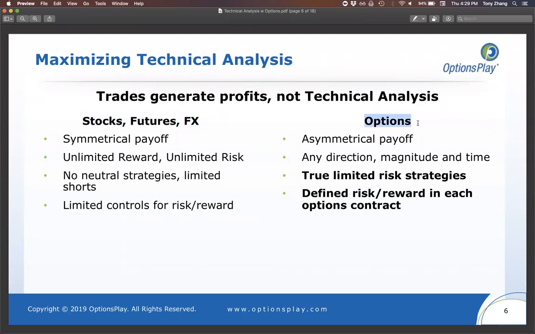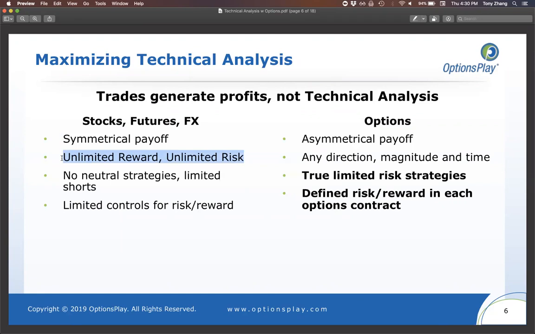And I think there's a clear delineation between these two types of strategies. When you're trading stocks, futures, and FX, you have what's considered symmetrical payoff. Dollar for dollar, if the stock goes higher by $1, you make $1. If it goes down by $1, you lose $1. And this comes with unlimited reward, but also comes with unlimited risk. So this is what you get with symmetrical payoffs.